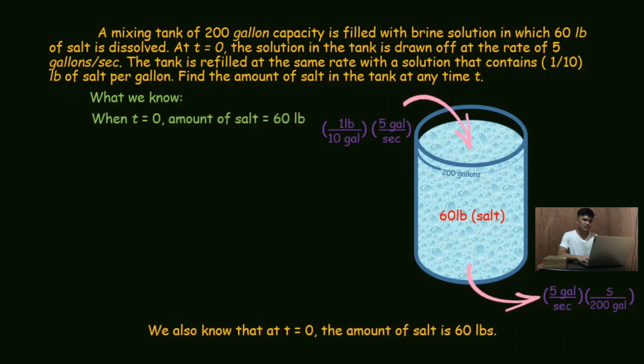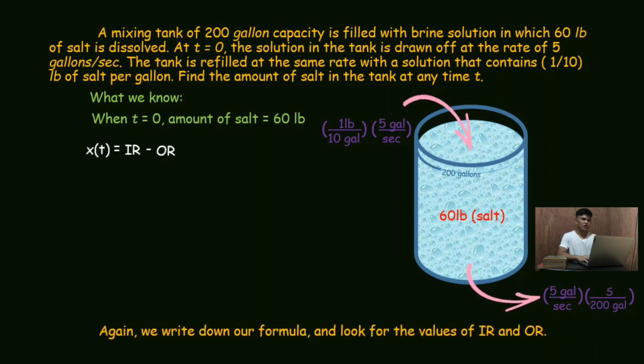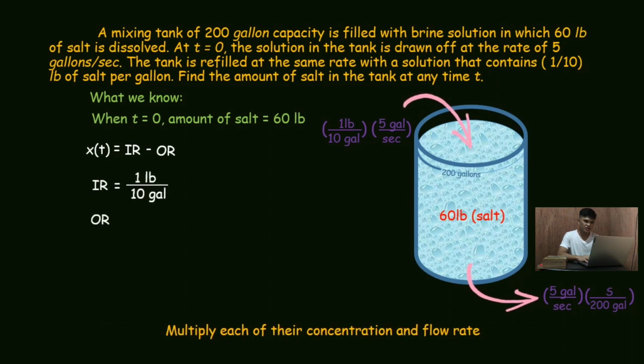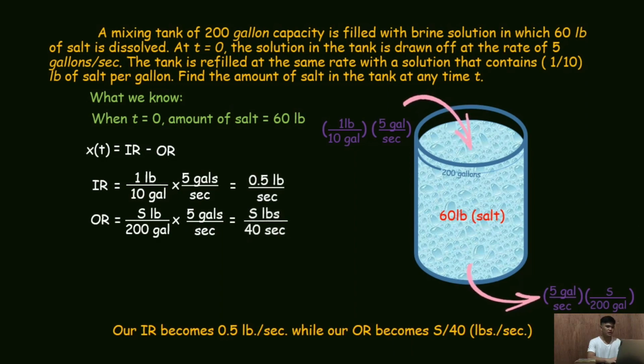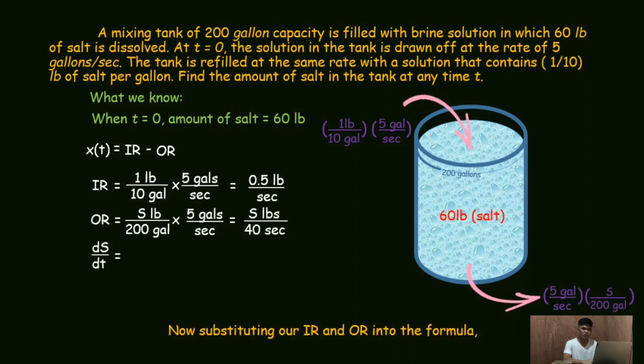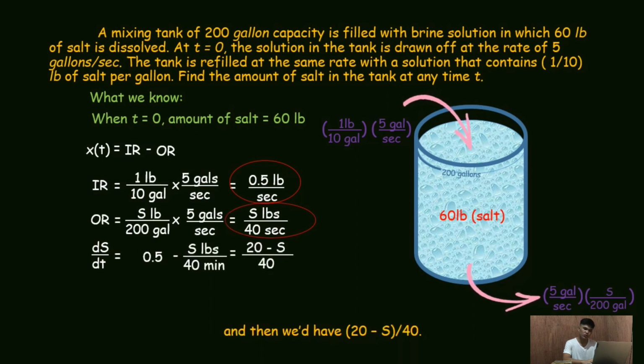We also know that at t equals 0, the amount of salt is 60 pounds. Again, we write down our formula and look for the values of IR and OR. Multiply each concentration and flow rate. Our IR becomes 0.5 pound per second while our OR becomes S over 40 pounds per second. Now, substituting our IR and OR into the formula, we'd have 20 minus S over 40.